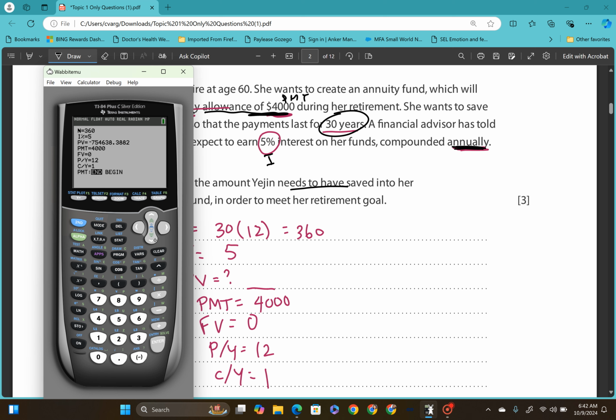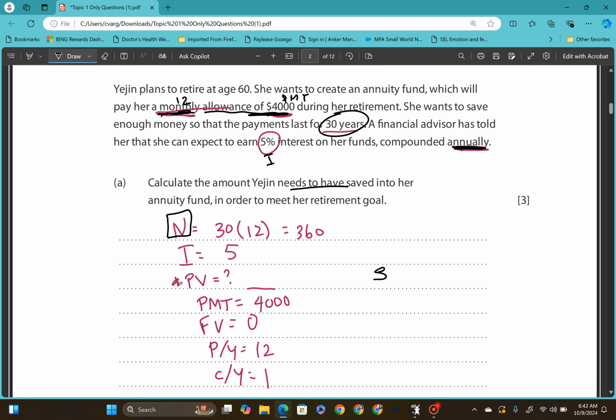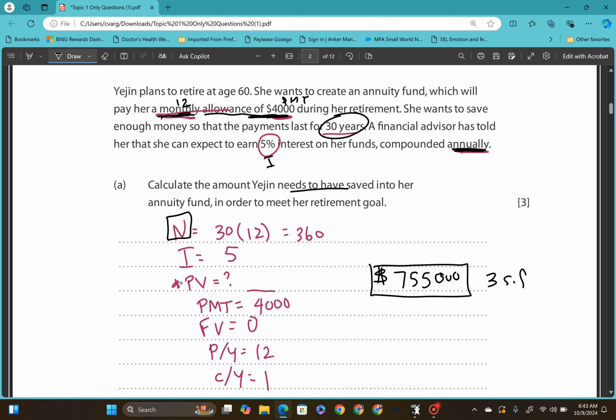To get our answer, you hit alpha solve or alpha enter, and that gives you your value. So our final answer for this to 3 significant figures is going to be 755,000. So $755,000 is going to be the answer to our question. And again, this is rounded to 3 significant figures.